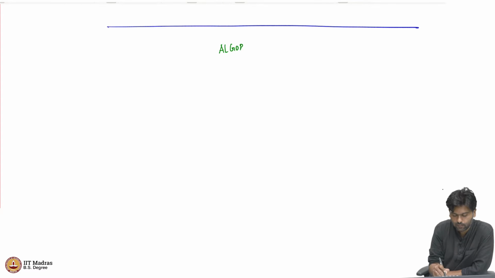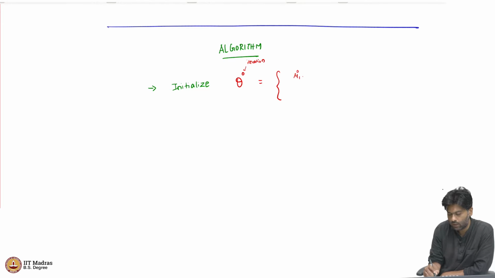And here is the algorithm. The first thing you do is initialize some value for theta naught. The 0 here is the iteration; it is an iterative algorithm. Initially, that means you are initializing some means mu 1 to mu k, some variances sigma 1 squared to sigma k squared, and then some pi 1 to pi k.